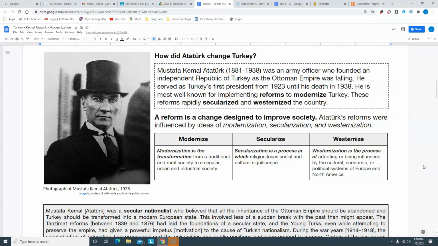A reform is a change designed to improve society. Ataturk's reforms were influenced by ideas of modernization, secularization, and westernization. We're going to take a look at those three vocab words right now. To modernize is to transform from a traditional and rural society to a secular, urban, and industrial society. So what does secular mean? Secularization is a process in which religion loses social and cultural significance. Westernization is the process of adopting or being influenced by the cultural, economic, or political systems of Europe and North America.